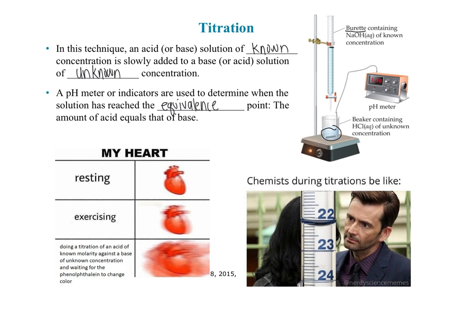Usually we'll use an indicator in here, and it will change colors at, ideally, the point where we have our equivalence point. Titrations are a pretty cool technique because you can find out an unknown concentration of a solution just by doing a color change and then using stoichiometry to find out the concentration eventually.